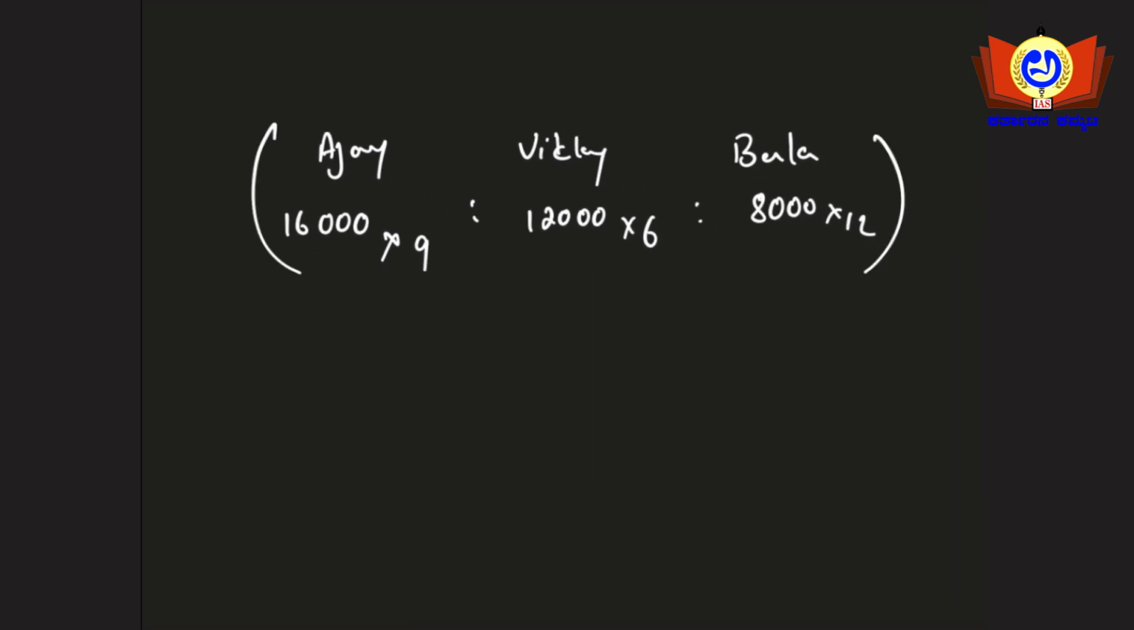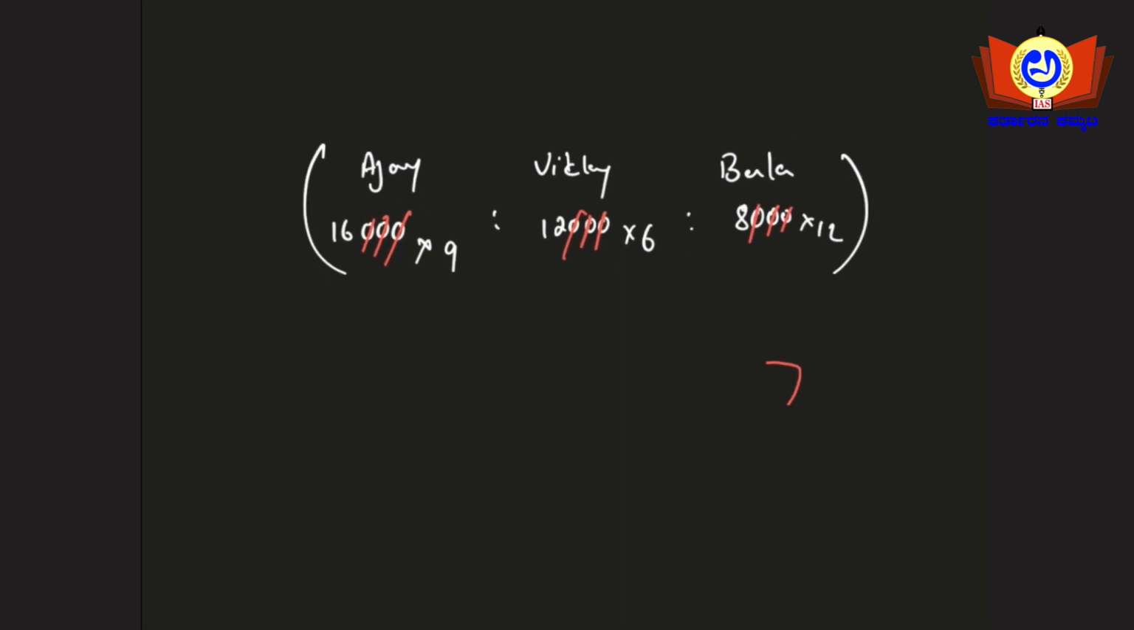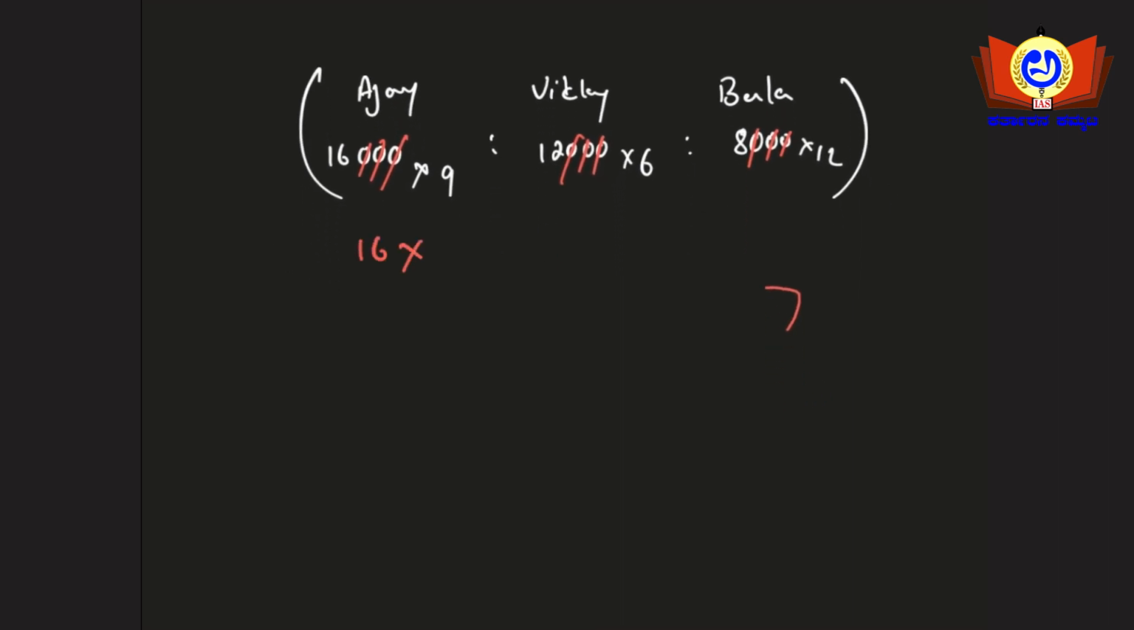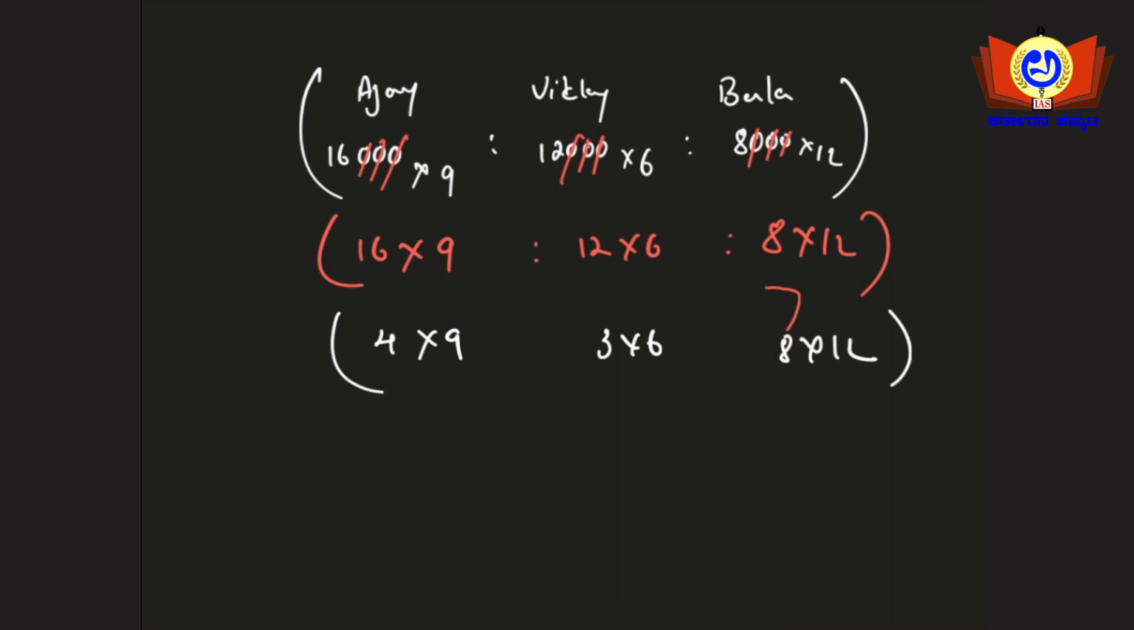Okay, how can we simplify here? These zeros will be gone. What is remaining here? 16 into 9, 12 into 6, 8 into 12. Okay, so this is remaining here. Upon solving again, see, what I'll be getting is 4 into 9, 3 into 6, and 8 into 12. So again I can simplify this.